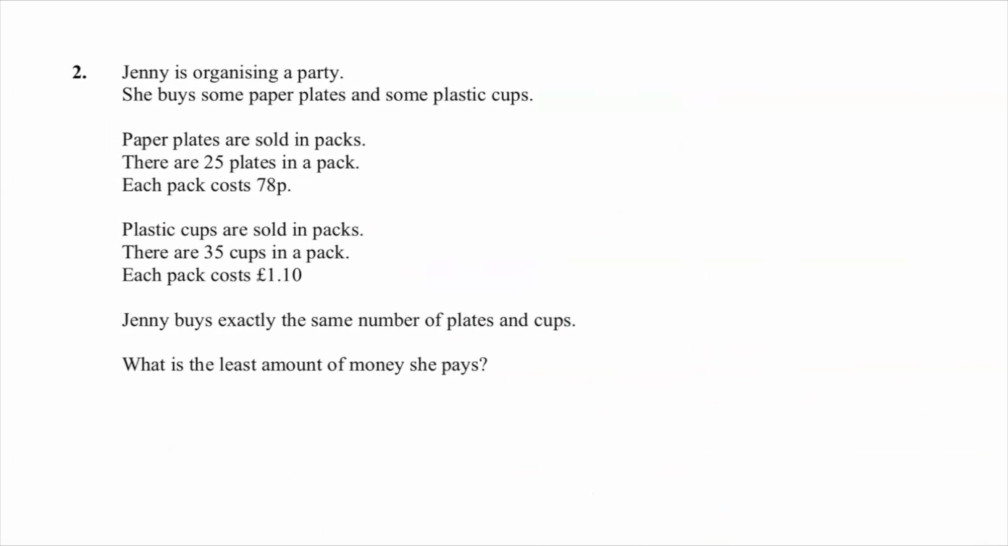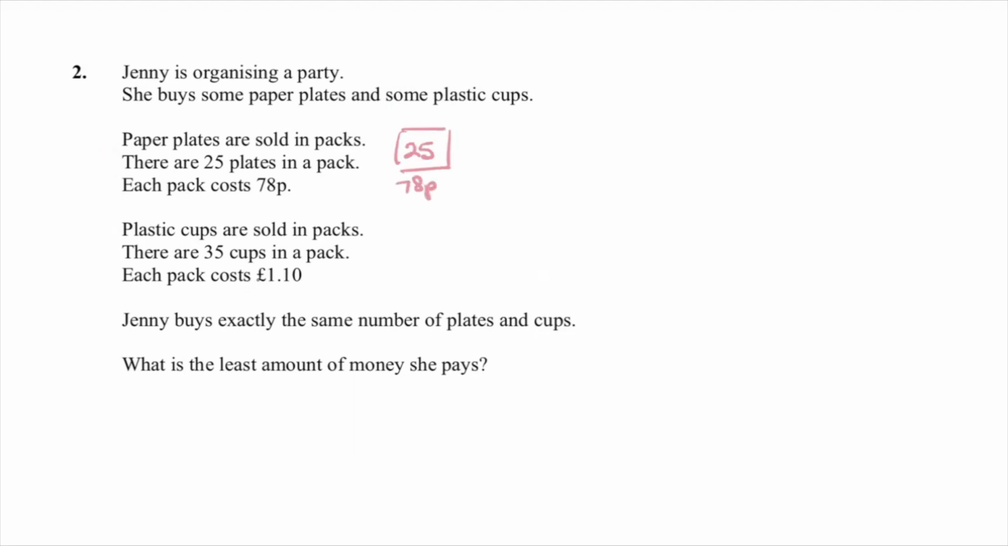Okay, so Jenny is organising a party. She buys some paper plates and some plastic cups. So we've got a lot of information here and it's all very wordy. So I'm literally just going to put the information into a more mathematical way, just because it's easier for my brain to cope with that. So they're sold in packs. So there's my pack. There's 25 in a pack and they cost 78 pence each.